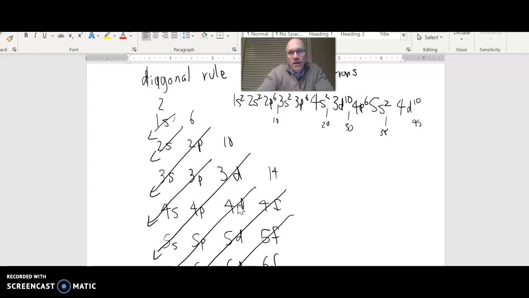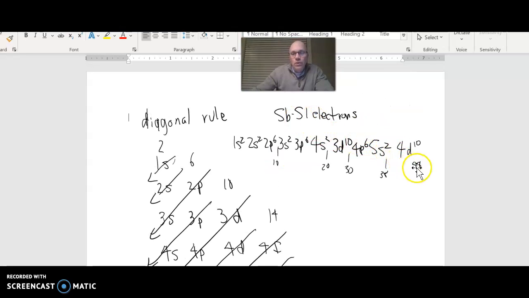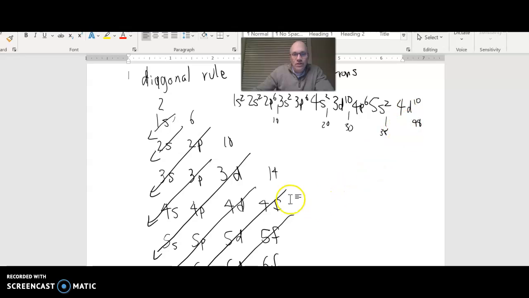So that's 48. So remember, we're trying to get to 51. So we only need 3 more electrons. So after we fill up that 4d10, well, the next one can hold 6, but we only need 3. So we're just going to partially fill that next one. So 5p3, and that would get us to the 51.